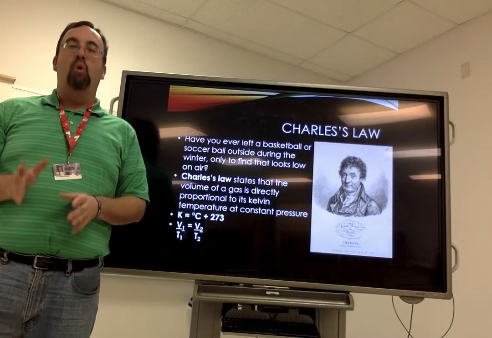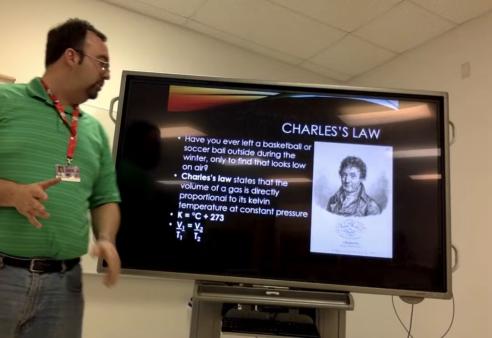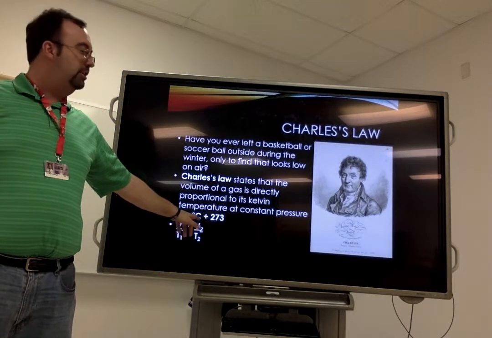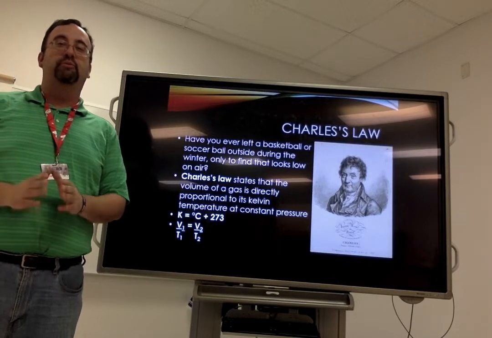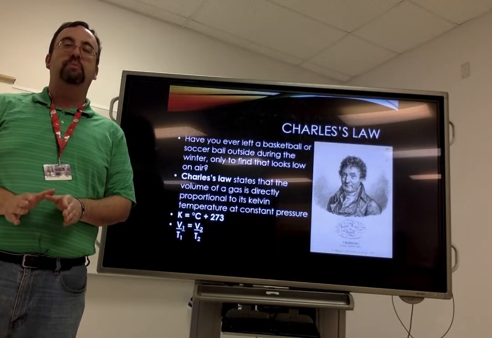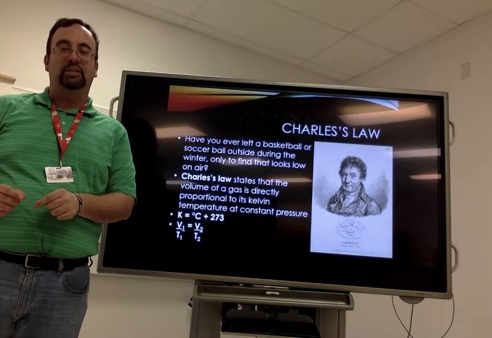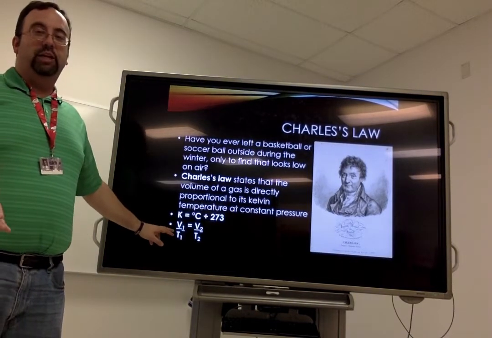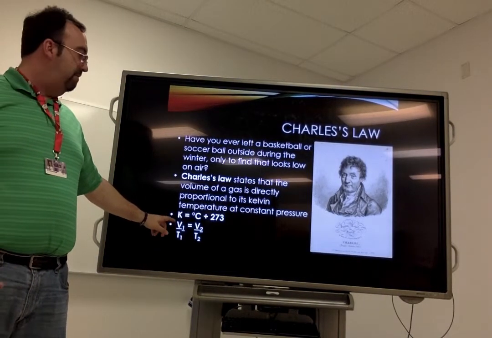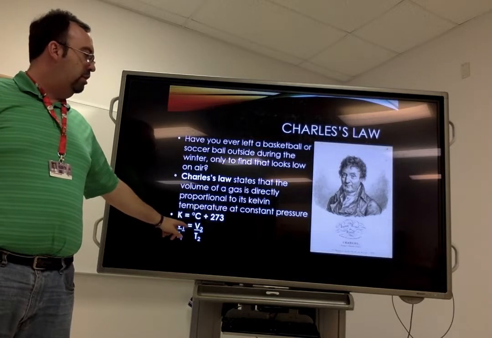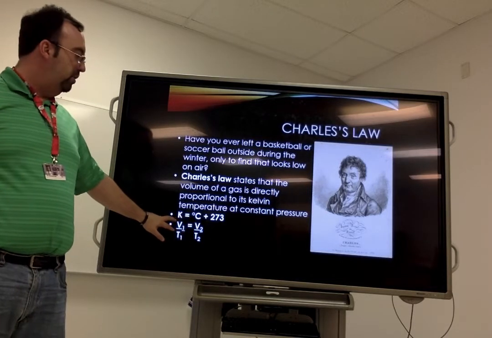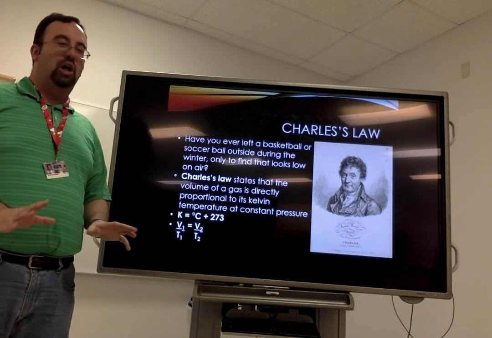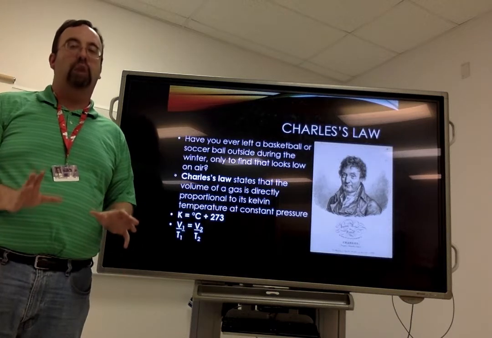In order to do these types of problems, to find Kelvin, we simply take the measurement in degrees Celsius and add 273 to it. So before you do these types of problems, you must remember to convert first from Celsius to Kelvin. The relationship here, Charles's law, says that V1 over T1 equals V2 over T2. So the volume and temperature before equals the volume and temperature after, as long as we keep it at a constant pressure.